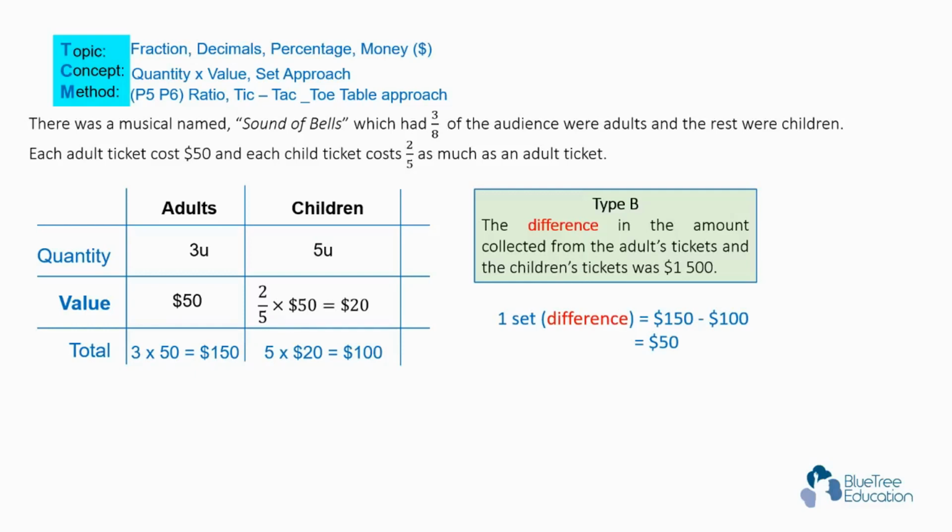The children's is 100. Minus it, they say the adults pay $50 more than the kids. Understand? I put it into logic. Then you take 1,500 divided by 50, then you know there are 30 groups. That means there are 30 of such family groupings going for the show.